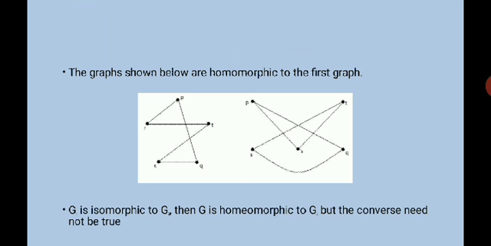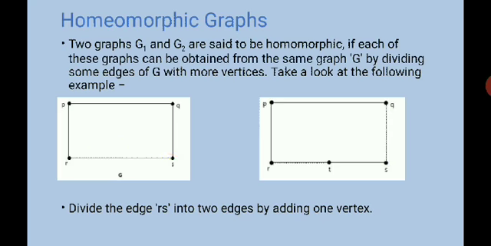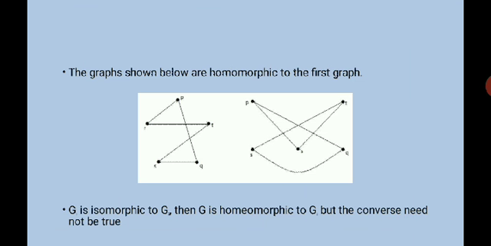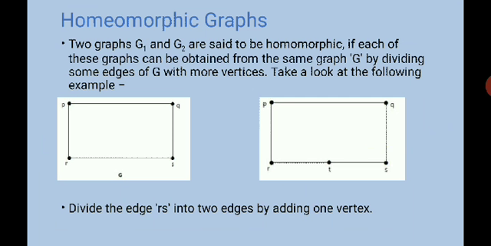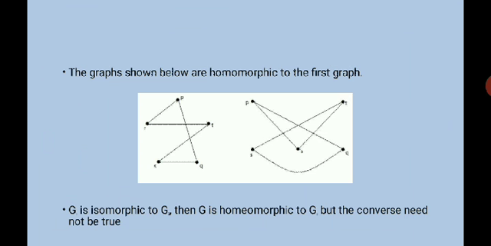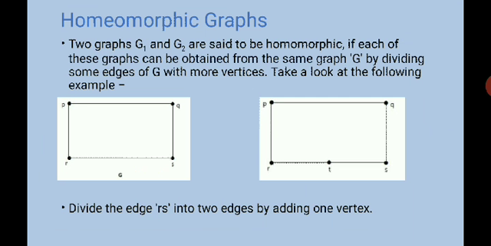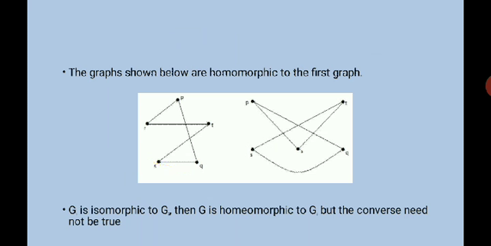Now these two are also homomorphic to the first one. PQ was there, and then there's RT and TS, so you obtain TS from there, and you have PQ. PQ was there, RS was there. This RS was a direct edge, and you divided this direct edge RS by putting a T. Similarly here, P to S and S to T, it is being divided. S to Q is there, S to T is there, and you have P to Q and P to S.